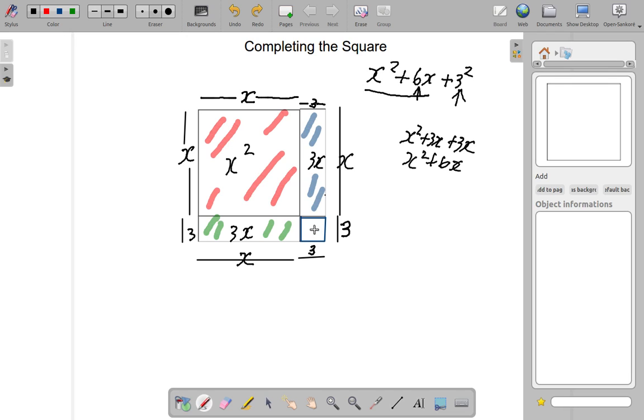My little square here is what I added to complete this whole square to make it a perfect square, because it was missing and I added it, and the square now is complete. What's the area of it? It is 3 wide by 3 high, which is 3 squared. So I've added 3 squared. So I'd put plus 3 squared. So I now have a perfect square: x squared plus 6x plus 3 squared, which is 9. That now forms a perfect square.